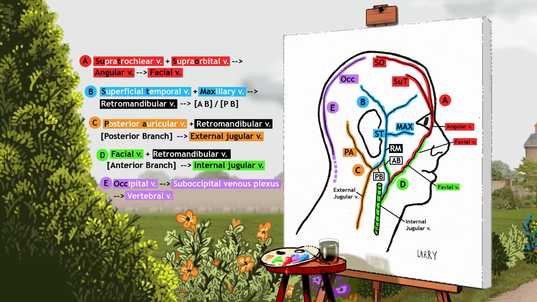Group E deals with the posterior aspect of the scalp. In this case, the occipital vein drains down out of the posterior aspect of the scalp, pierces the trapezius muscle, and then drains into a suboccipital venous plexus network, which is located in the suboccipital triangle. That suboccipital plexus then will drain into the vertebral veins and continue downward through the neck.